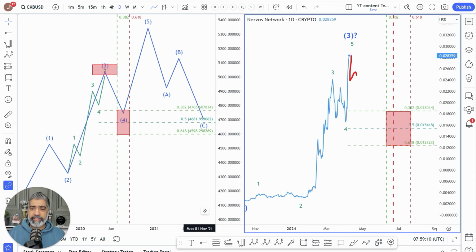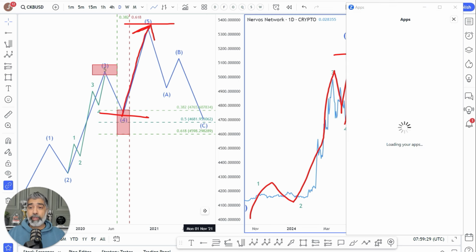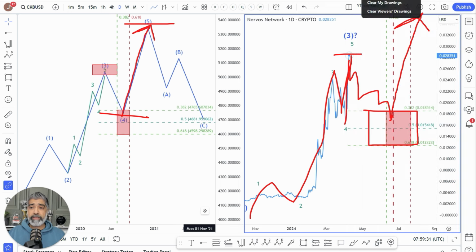And then if this does occur, what should occur afterwards? Well, we then should anticipate a wave five. This is typical buying and selling psychology. Just the way we saw this wave five on this 1, 2, 3, 4, 5, we should anticipate a bigger degree wave five, and it potentially might go to all-time new highs when we're thinking about CKB.